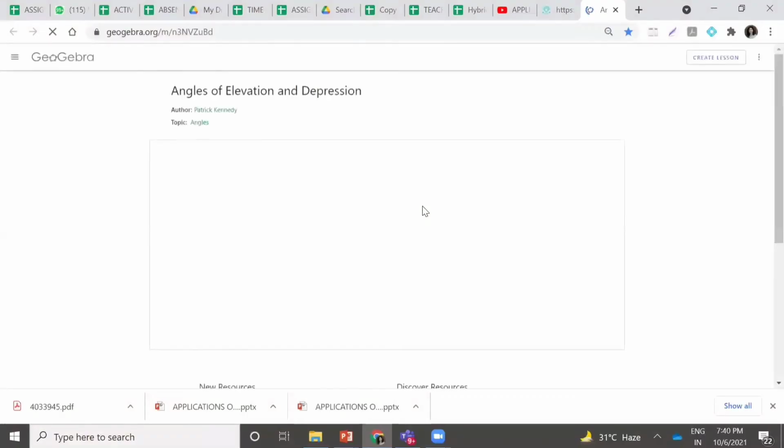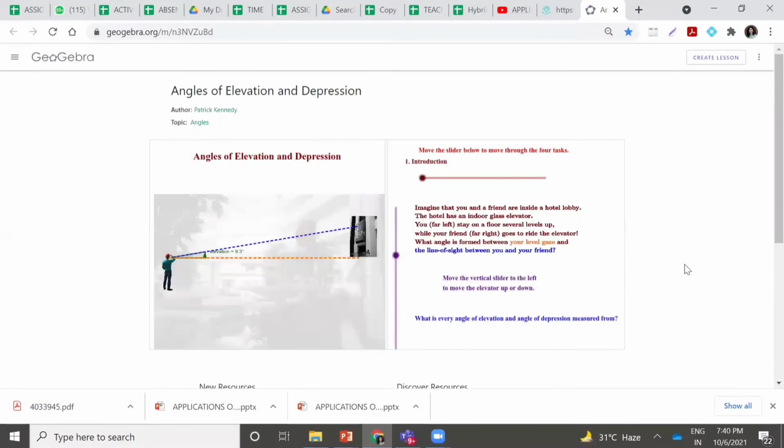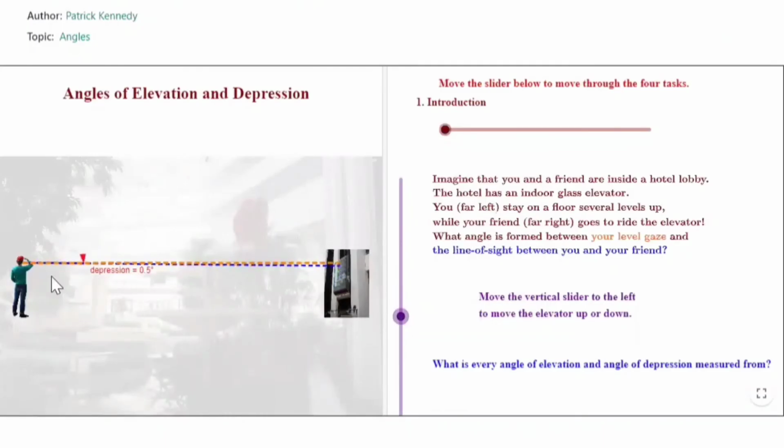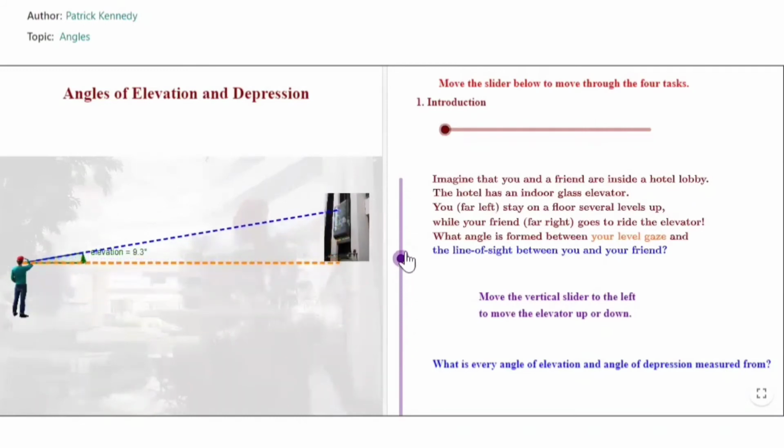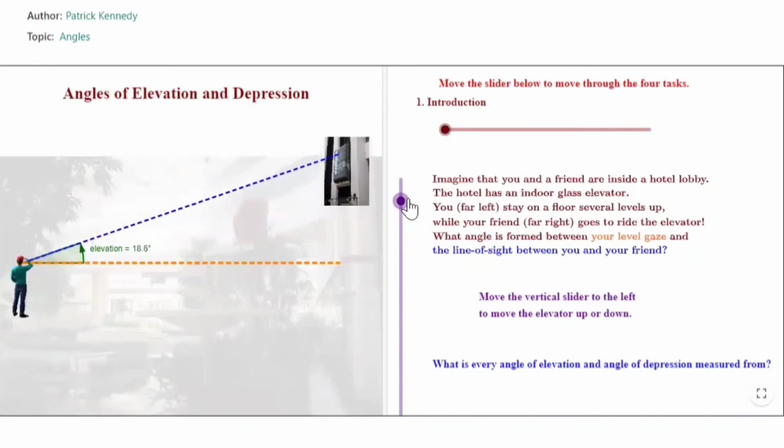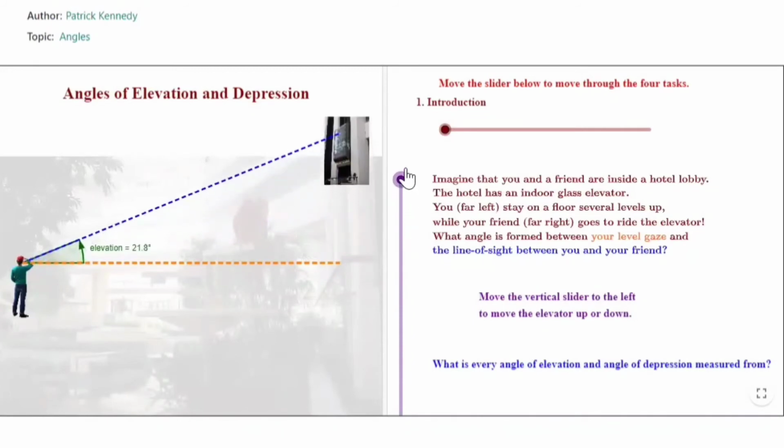Now let me explain this to you with the GeoGebra applet. This is something very good which I wanted you all to understand. Now a person is standing here and a lift is at the ground level. When this lift is going up, the elevator is going up, the person is looking at the person inside the lift. This person standing down below, this is the horizontal level. He's looking at the person in the lift. So when he's looking upwards, the angle formed is the angle of elevation.